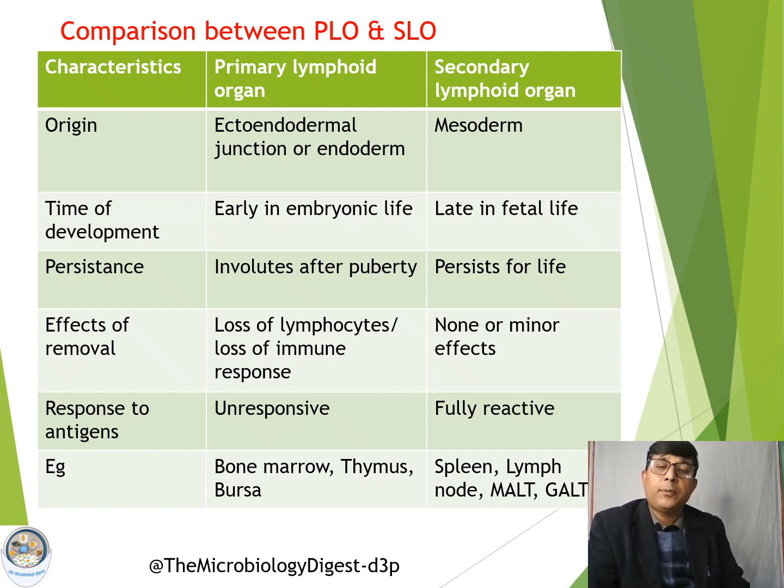Now, if we take the examples, bone marrow, thymus, and bursa, as we have already discussed, come under the primary lymphoid organs, and the secondary lymphoid organs are spleen and lymph node. So these are some of the examples of secondary lymphoid organs.